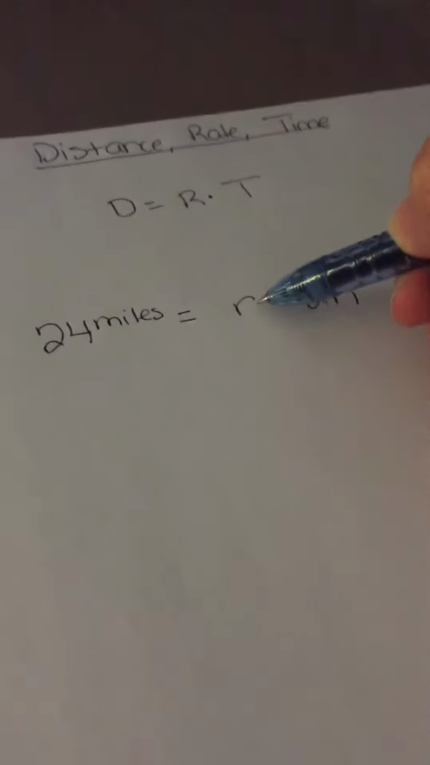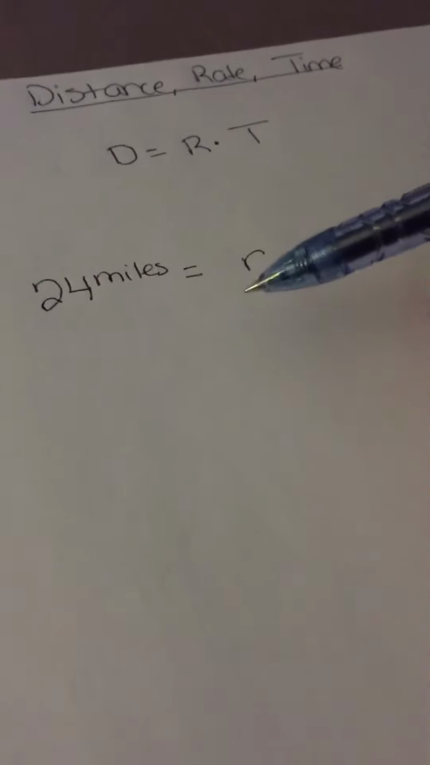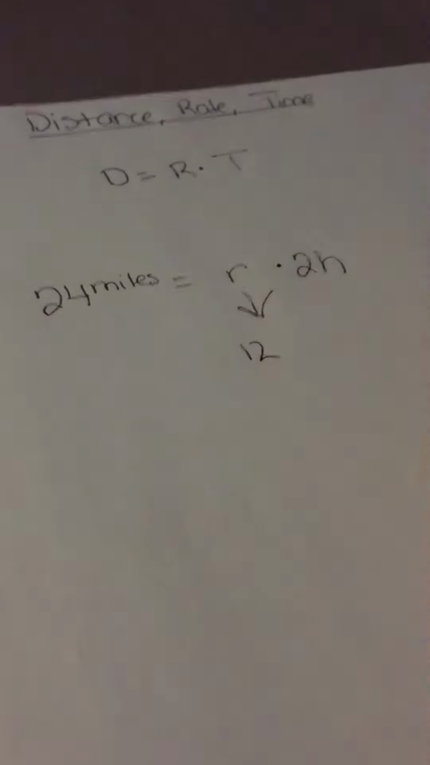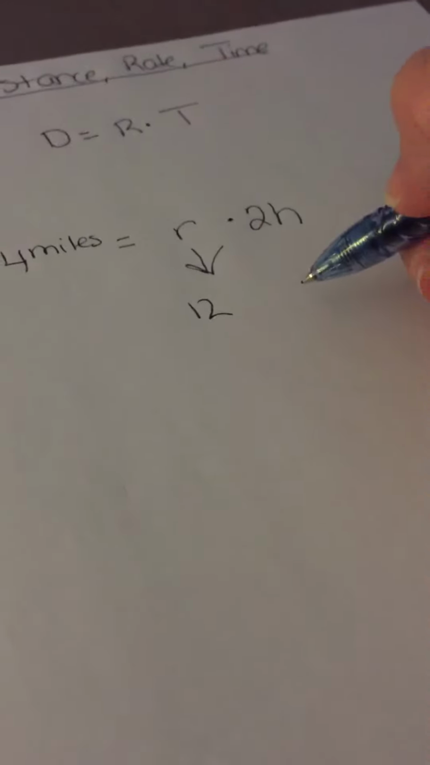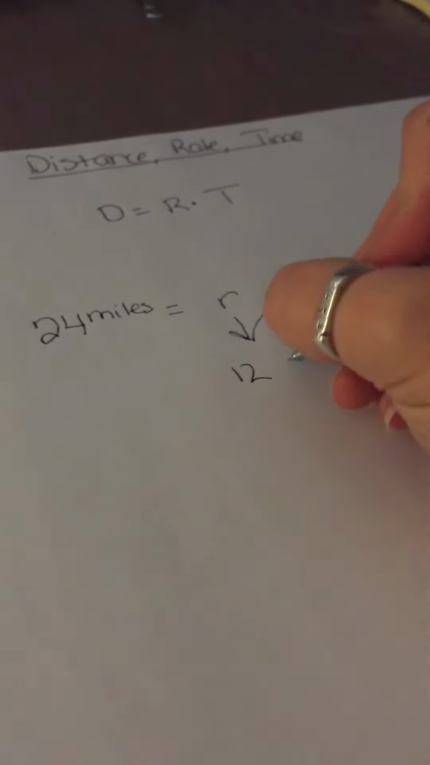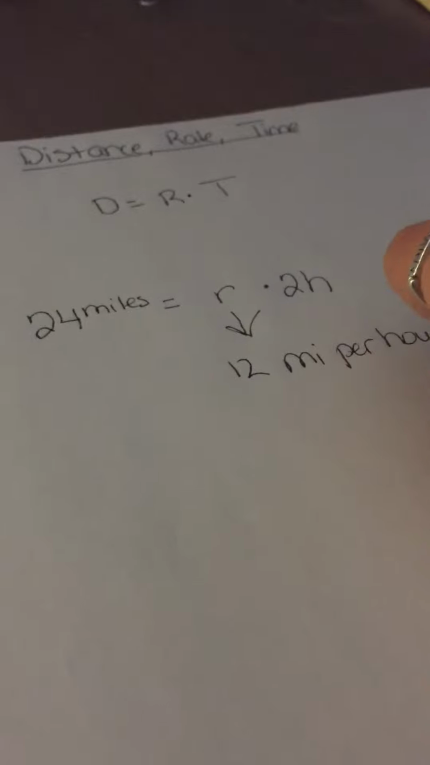I know something, my speed, times my time, times 2, is going to equal 24, my distance. So I'm going to use my inverse operation to solve this, and I'm going to do 24 divided by 2, and that equals 12. So I can replace my rate or my speed with 12, but I have to make sure I apply my units. So I have to look back into my distance and time. It's going to be 12 miles per hour.